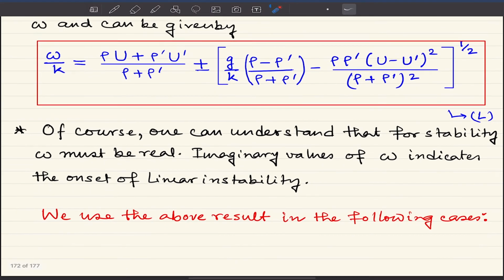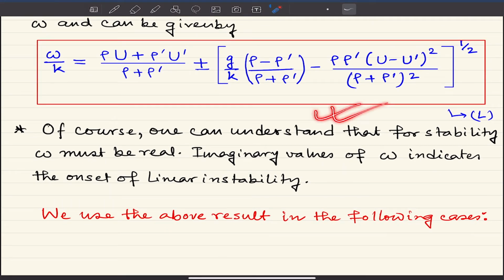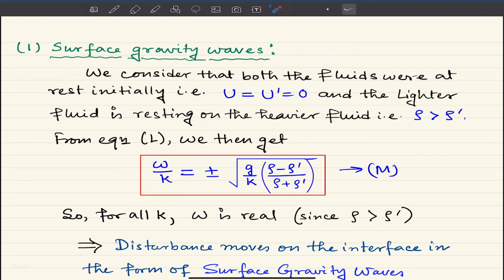Now we are just using these equations, and we will discuss very briefly the following interesting cases. One case is known as the surface gravity waves. That means we have two fluids, both initially at rest. That means both capital U and capital U prime are 0, and the lighter fluid is resting on the heavier fluid. So rho is greater than rho prime. Rho prime is the fluid above. So this one is lighter, this one is heavier.